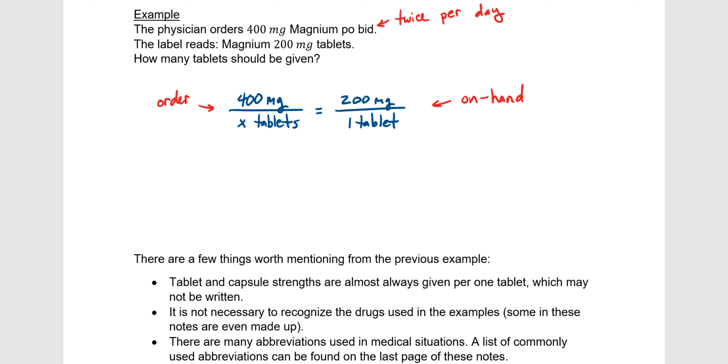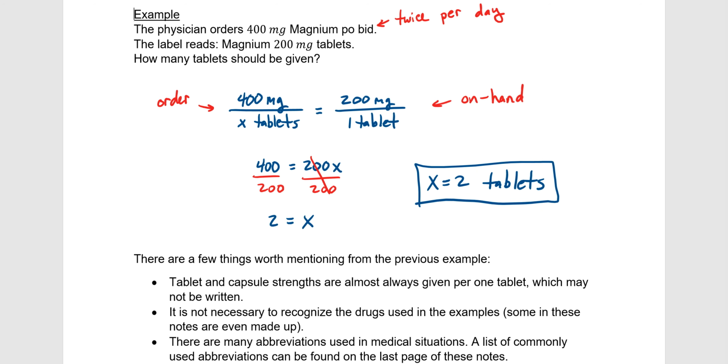So this is our proportion. We have 400 over X equals 200 over 1. So we would have to solve for X here by cross multiplying. We're going to get 400 times 1 equals 200 times X. We divide both sides by 200, and we get 400 over 200 is 2. So that gives us X equals 2. And then we always need some sort of label here. In this case, we found tablets. So X is 2 tablets, which we kind of did in our head before we even started this.